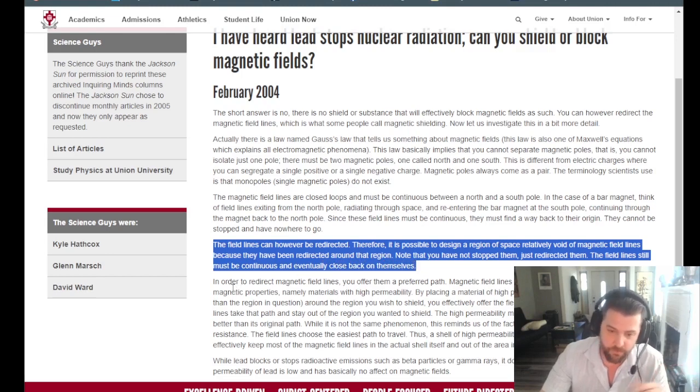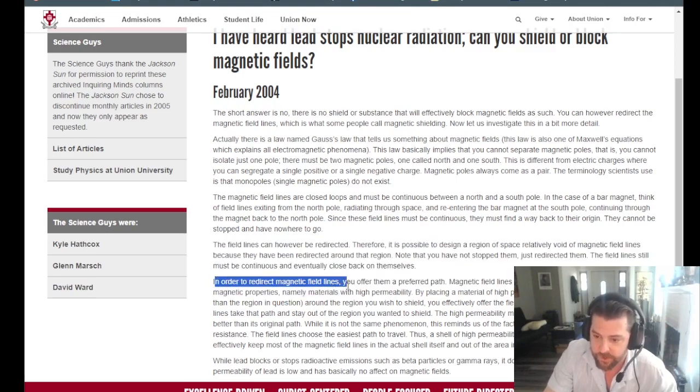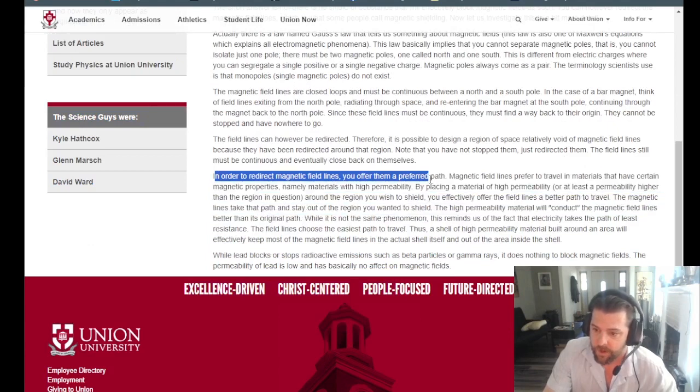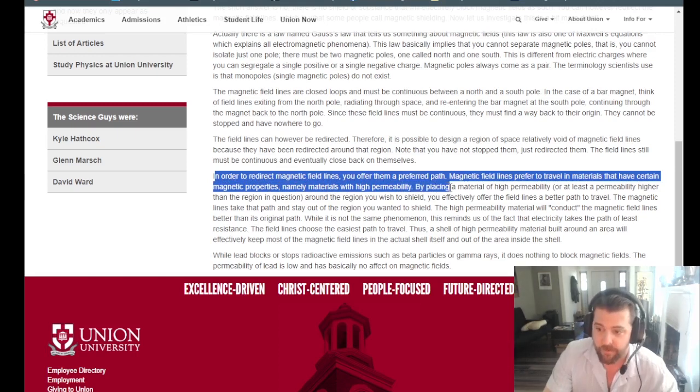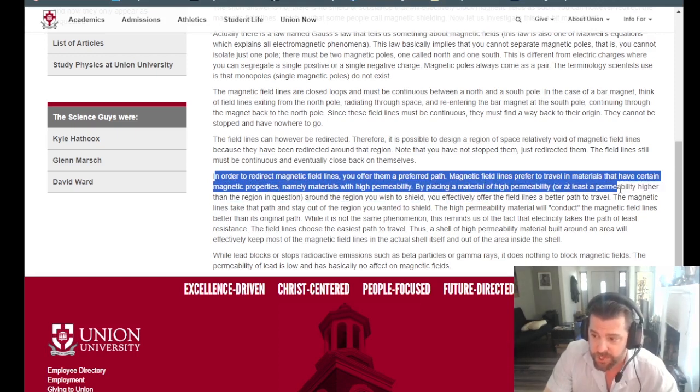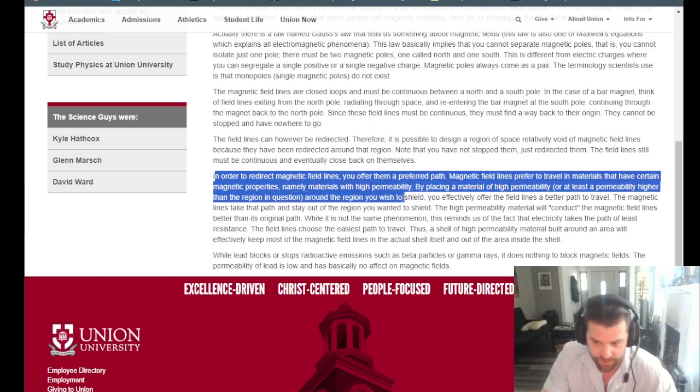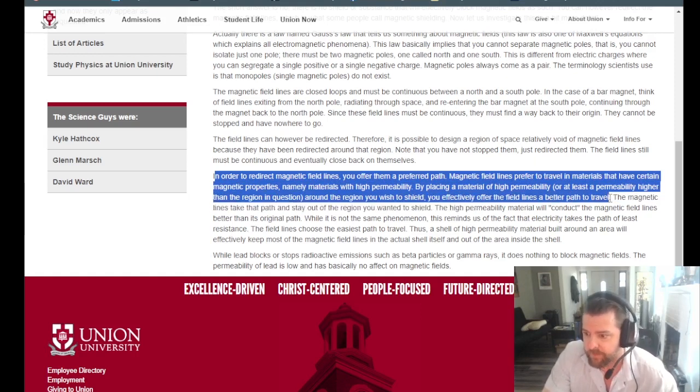All right? So you're not stopping the magnetic field. You're just redirecting it with the waveguide. In order to redirect the magnetic field lines, you offer them a preferred path. And magnetic lines prefer to travel through materials that have certain magnetic properties, mainly materials with high permeability, by placing a material of high permeability, or at least a permeability higher than the region in question, around the region you wish to shield. And they say you shield it now, but they said you couldn't, but you can. You effectively offer the field lines a better path to travel.